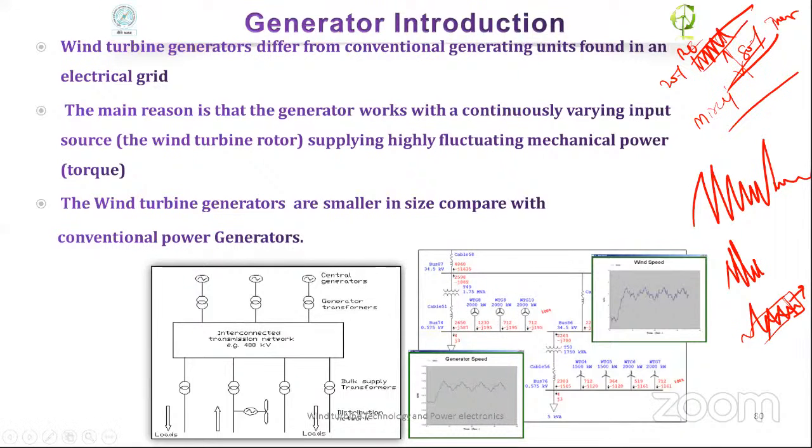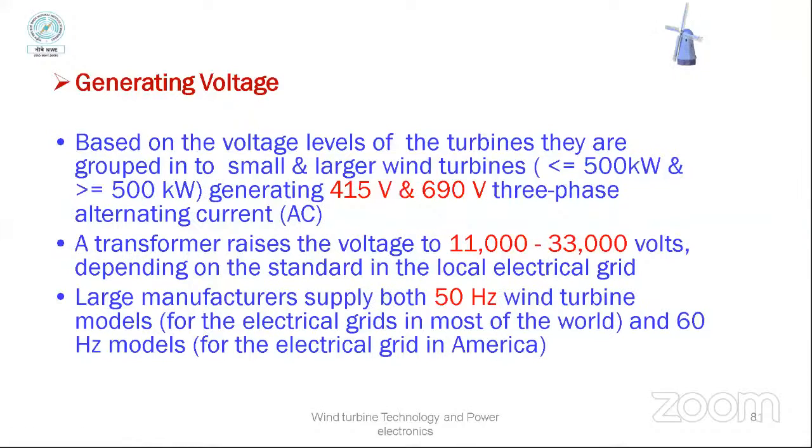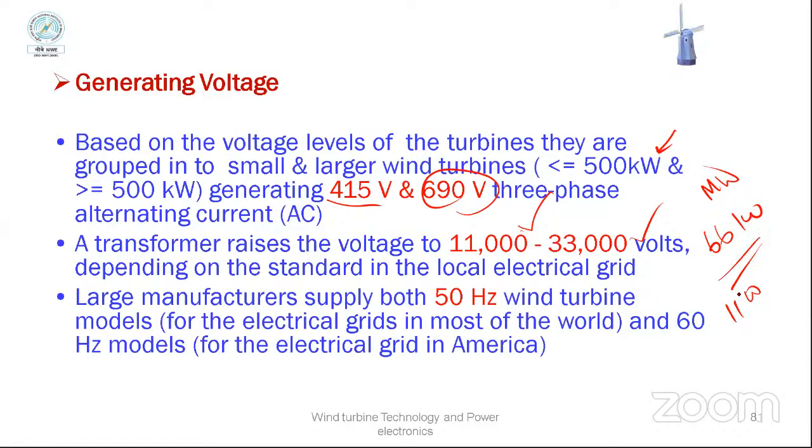Okay, so the generating voltage. When the wind turbine is less than 500 kilowatt, it can generate 415 volt. When the wind turbine generator is megawatt class, it generates 690 volt. The 690 volt is transformed into 11,000, 33,000, 66 kV. Like this it goes to 110 kV, 220 kV, and 450, 750 kV. Like this it will keep on going.